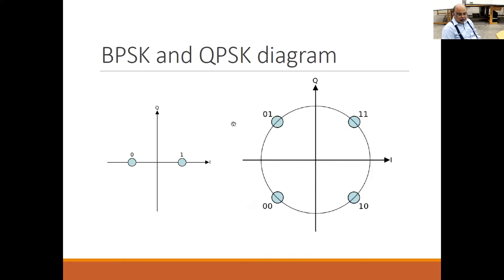Binary phase shift keying means you send a one in phase at some amplitude over here. You send 0, 180 degrees out of phase at some amplitude over here. This is called binary phase shift keying. This is the most secure signal because there is a 180-degree distance between 0 and 1. Only 180-degree phase difference is there. Amplitude is same.